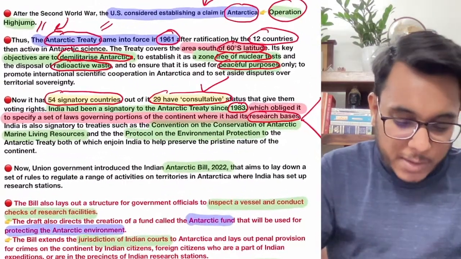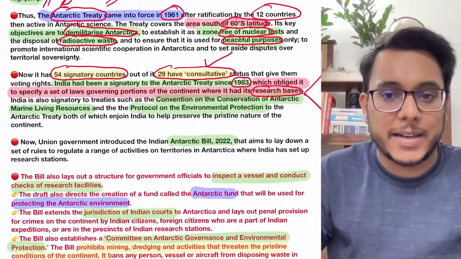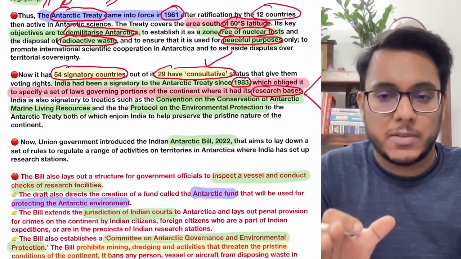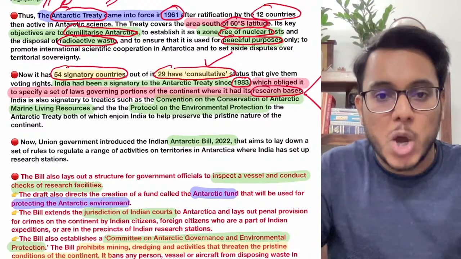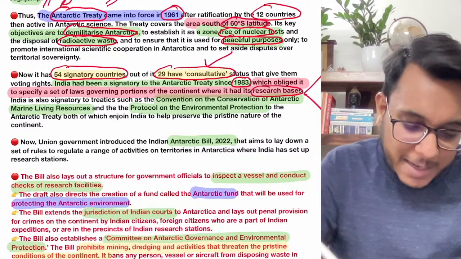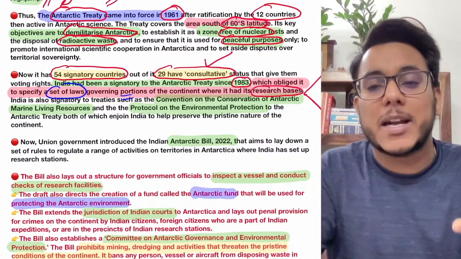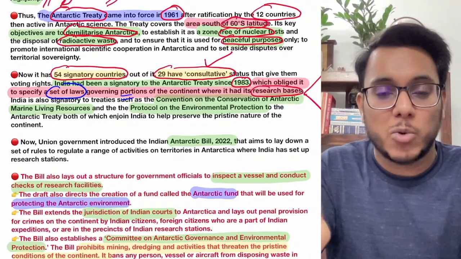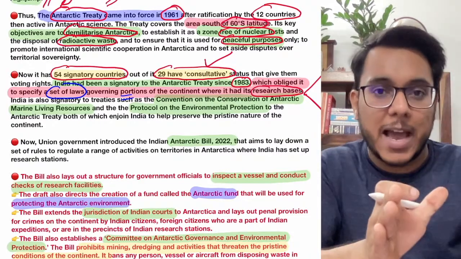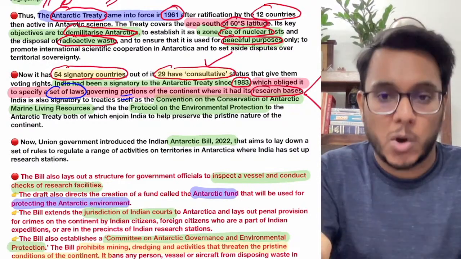Now moving on, coming back to our topic. As we have signed this Antarctic Treaty, we can establish our research bases. We have established two. Moreover, this convention provides that we also need to establish laws for governing those bases, for those areas of the continent where we have established our bases. So we need to come out with the laws also.